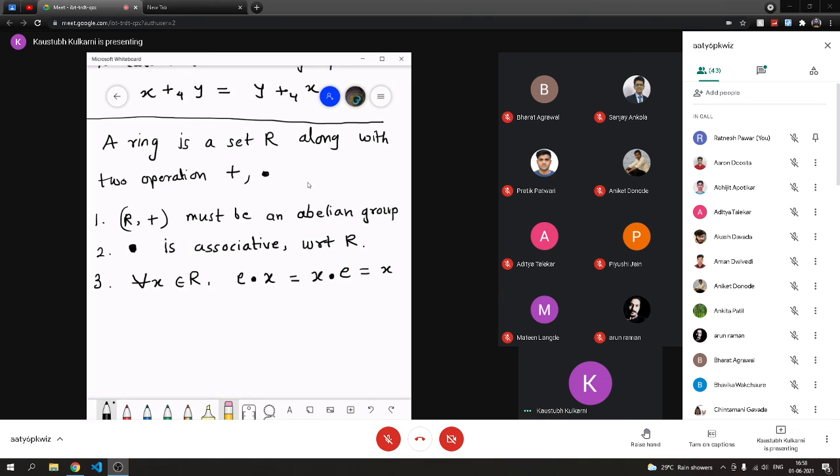Okay. Then the fourth one is, we can call these the distributive laws. Distributive laws. So dot distributes over plus. Okay, x dot (y plus z) is equal to x dot y plus x dot z.